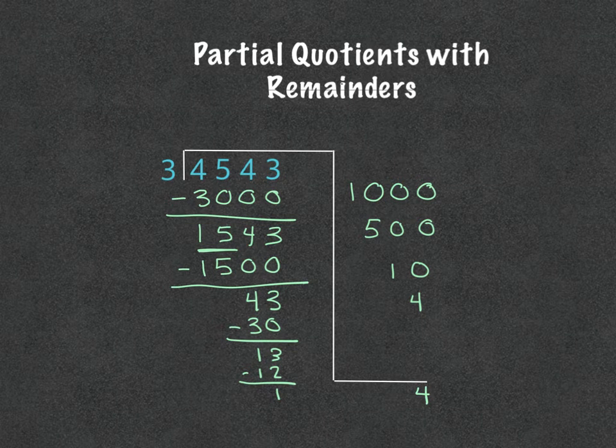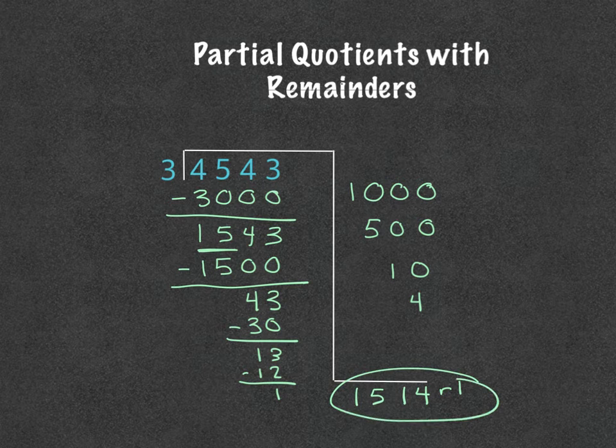So 4, 1, 5, 1. 1,514, remainder 1. Does that make sense? So we have R1 there at the end. So remainder 1. Okay, let's try another one.